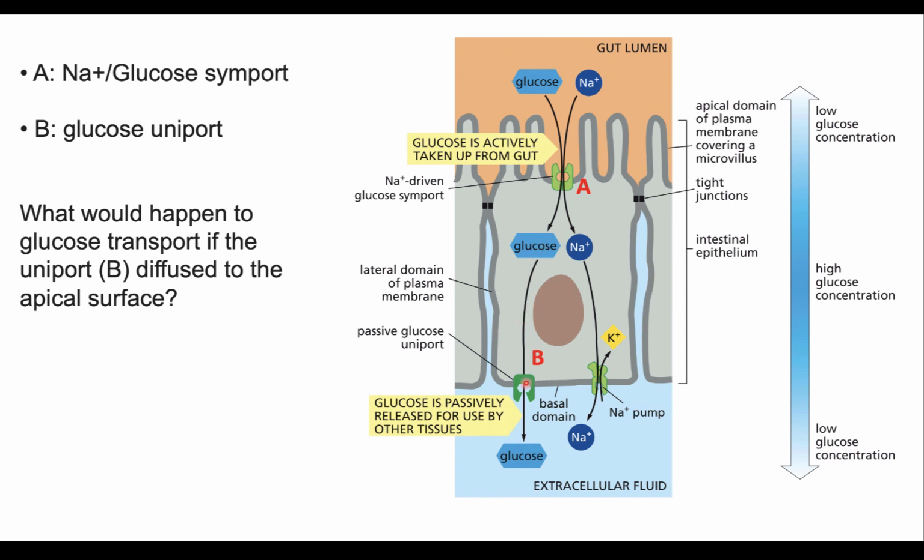After glucose has entered the cell, it can then move across the basal membrane through the uniport. This is facilitated passive diffusion, where glucose moves from high to low concentration. The uniport, B, should only function at the basolateral surface. Diffusion barriers keep it from diffusing up to the apical surface. If the uniport were to function at the apical surface, glucose would then diffuse out of the cell, going from high to low, because the uniport only works by facilitated diffusion.